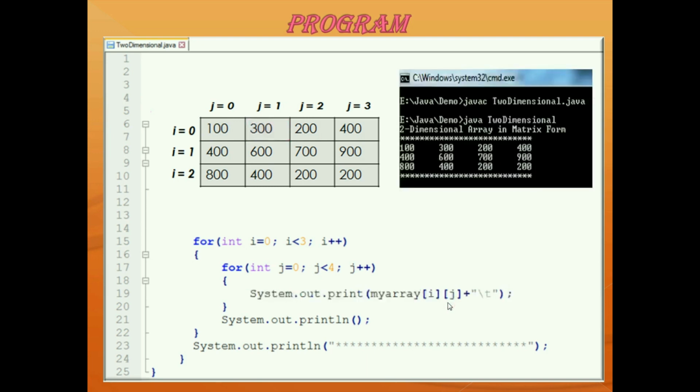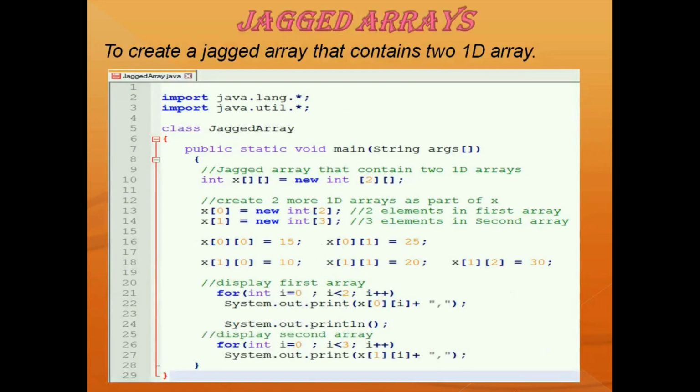So this is the complete output after compiling and running our program. Please note that each element is displayed after one tab because I have mentioned \t here. We can see all the 12 elements are displayed in matrix form. The same way we can try for three-dimensional arrays. In a three-dimensional array, we need to use 3 for loops to read all the elements. So after this example, next we will talk about a jagged array example.